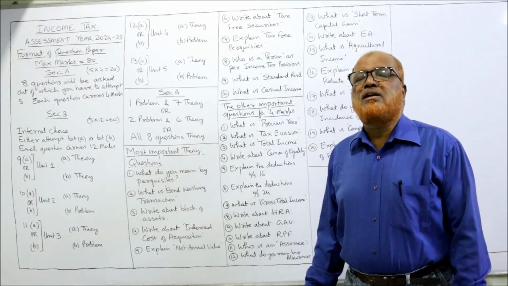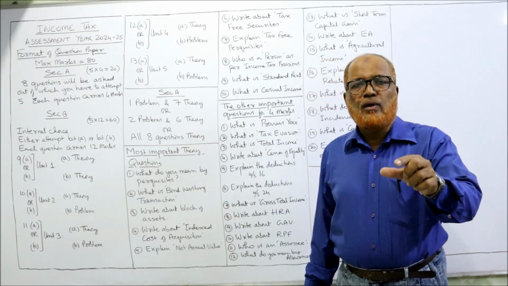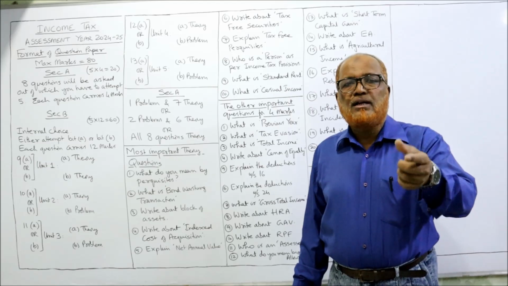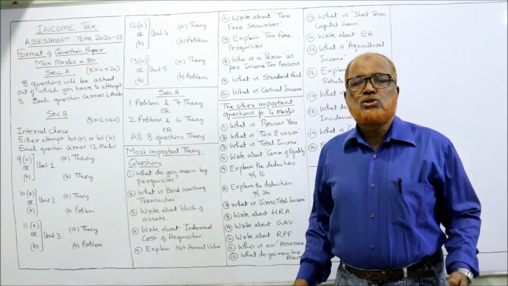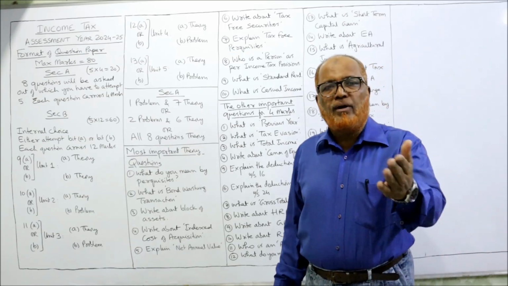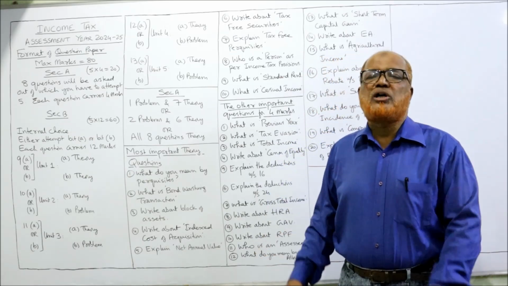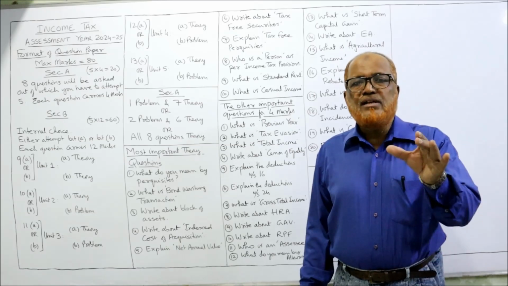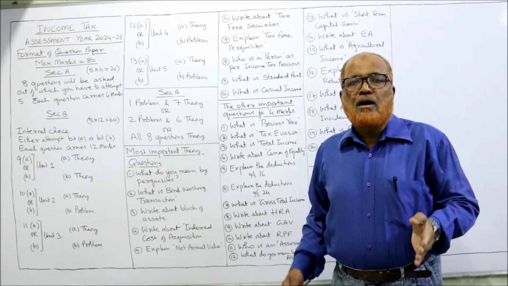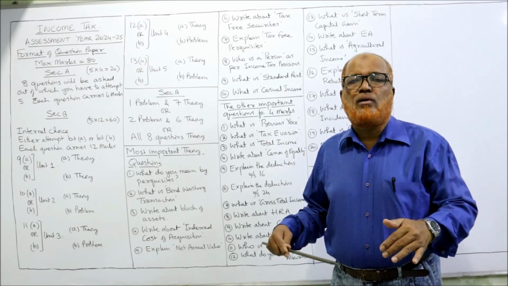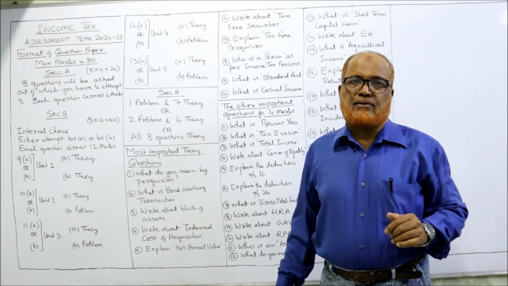So tax-free security means the security on which the tax will be paid by the issuing authority. So the tax-free security may be government tax-free security or commercial tax-free security. If it is a government tax-free security, the government will pay the tax. Commercial tax-free security, the company will pay the tax.